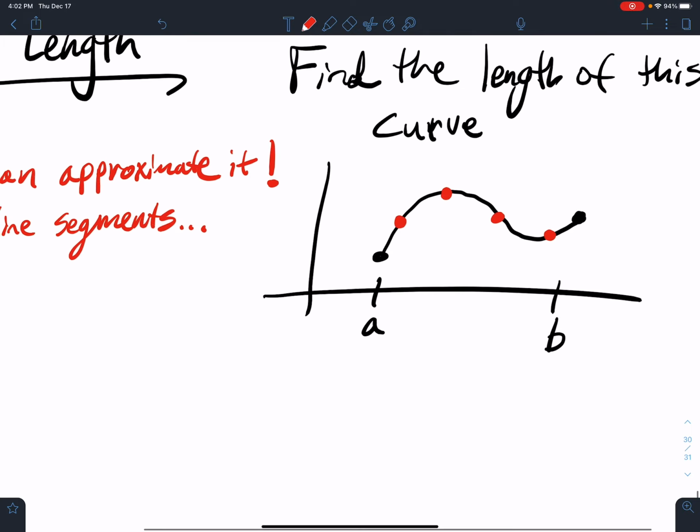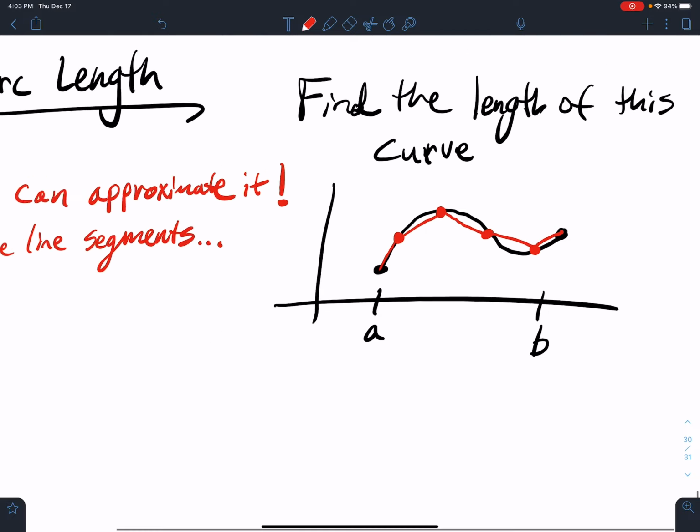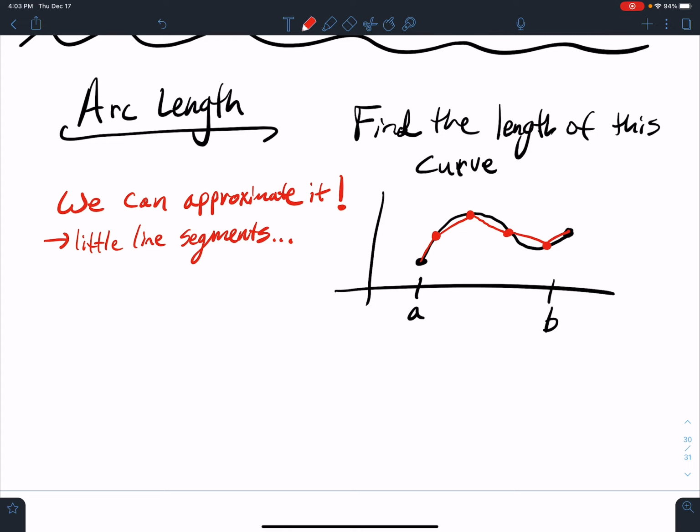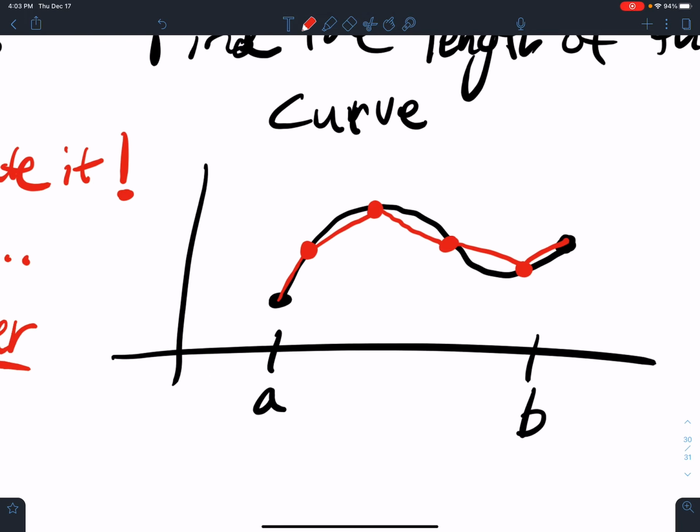Then I found the distance between 2 points, which I know how to find, and I find the distance between all these points here. That's a way to approximate how long the black line is. It's not exactly accurate, but the more little line segments I have, the better. The approximation becomes better and better the more little line segments I get.